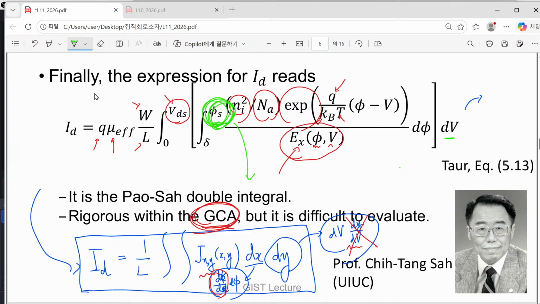It was exactly 60 years ago. It was the PhD thesis of Pao. Dr. Pao got his PhD with this work, and 60 years later, we are currently living in 2026 and studying it as part of the curriculum of a senior or junior level course. So don't be too frustrated. This is very complicated, so please do your best to study this on your own. Okay, thank you.